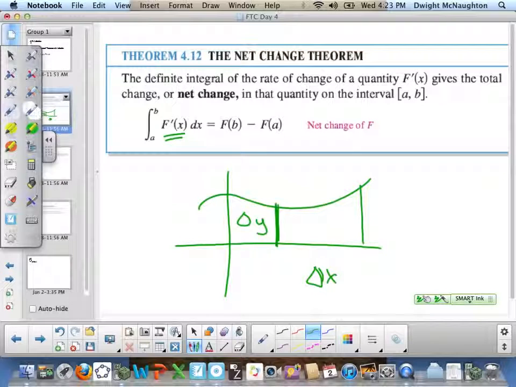To find the change, evaluate the definite integral from A to B. That'll tell you how much it changed. So if we have a certain distance we're traveling and we know our velocity, this is our velocity function. We want to know how far we traveled. We find the area. Well, our y is our velocity, and velocity is change in y over change in x. We're left with our change.